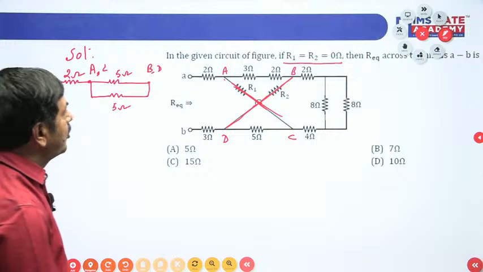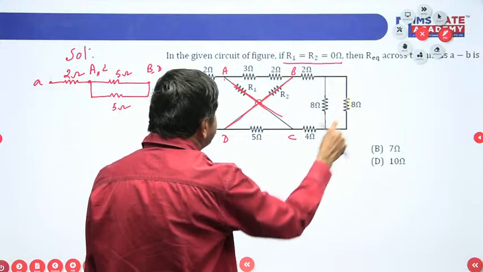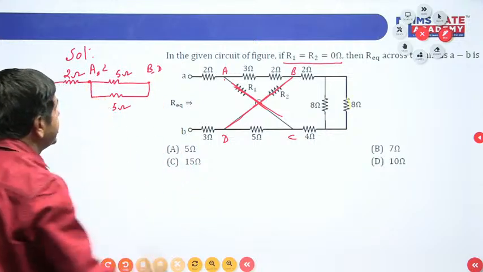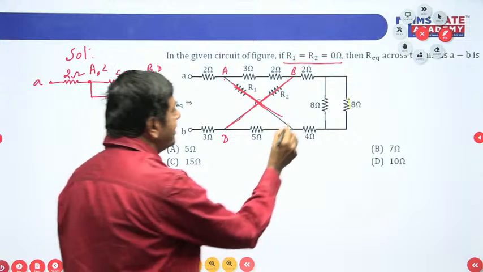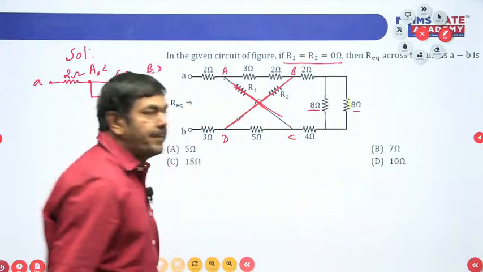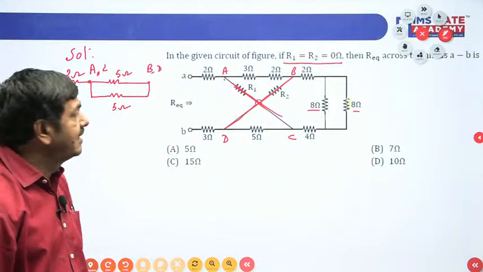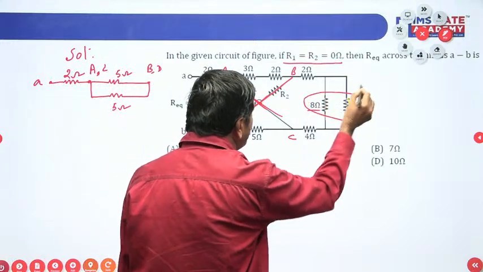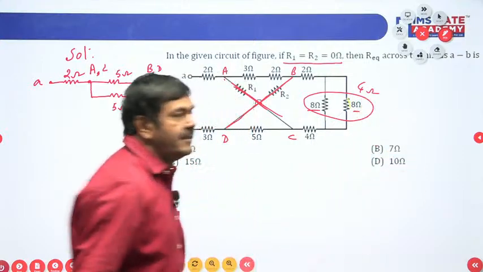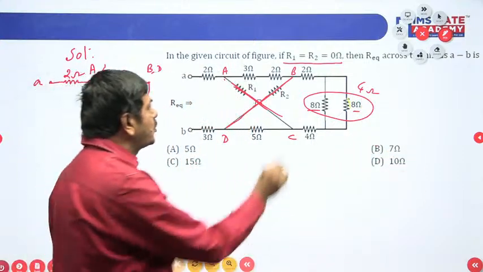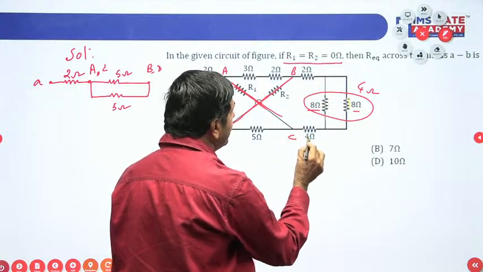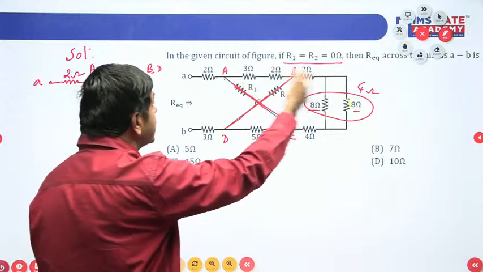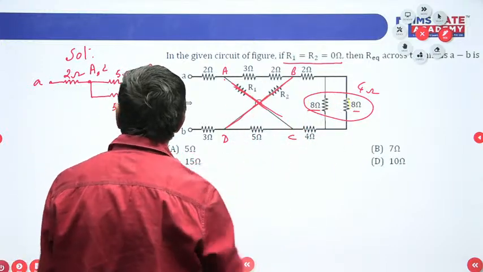And do you have any more across this B and C? B and C means the same points only. It reaches the same point. B and C, these 8 ohm and 8 ohm are in parallel. On simplification, it becomes 4 ohms. 8 ohm and 8 ohm becomes 4 ohms, you know. This 4 ohm is in series with 2 ohm and also in series with 4 ohms. 4 plus 4, 8, 8 plus 2, 10 ohms possible now. That is the total resistance across B and C.